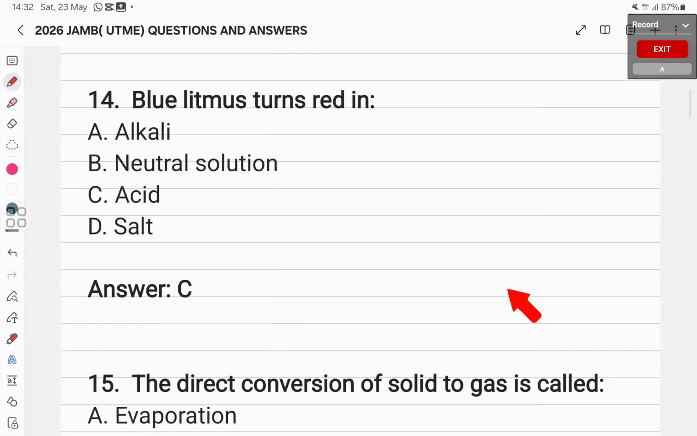Question number 14. Blue litmus paper turns red in what? That is acid. Option C. We are familiar with litmus tests. There are 2 different colors of litmus paper. We have blue and red precisely.